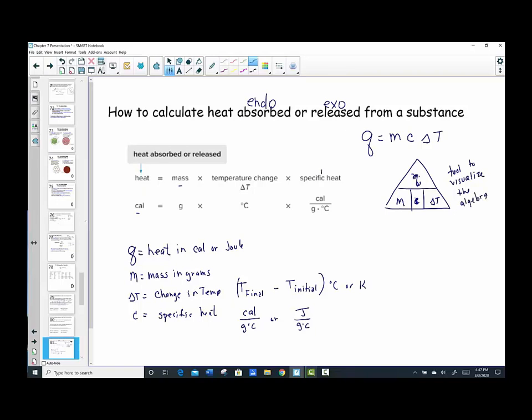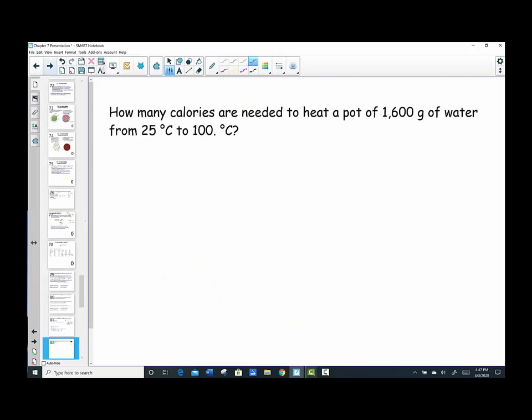Q on the top is found by taking mass times specific heat times the change in temperature. Shall we try one? How many calories are needed to heat a pot of water from 25 degrees Celsius to 100 degrees Celsius? I'm going to make that bigger.